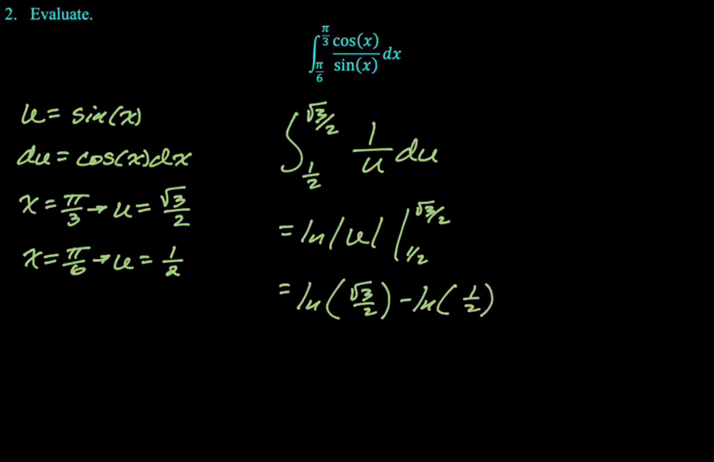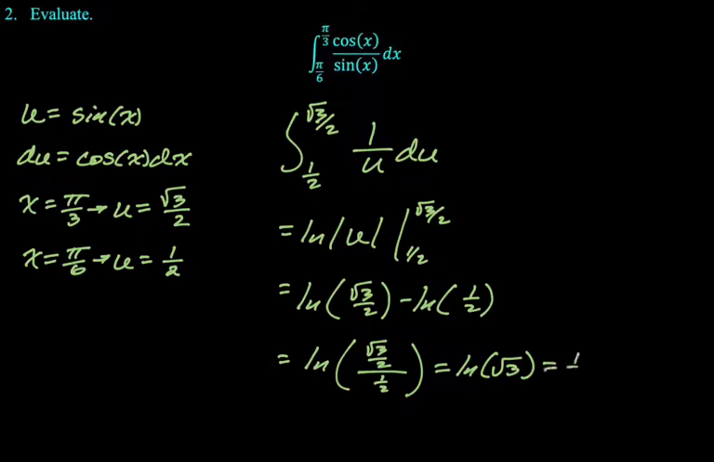I'm going to simplify this a little. If we have subtraction between the natural logs, that's division within the natural log. So natural log of root 3 over 2 over 1/2, which simplifies to just the natural log of the square root of 3, which again, you could stop at, but that's natural log of 3 to the 1/2. Exponents become coefficients. I'm going to write it as 1/2 natural log of 3.